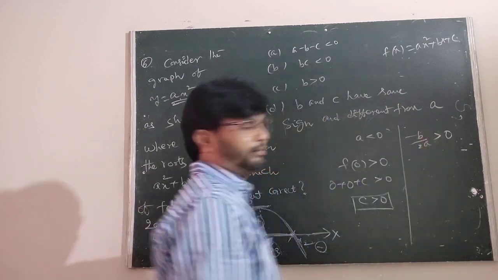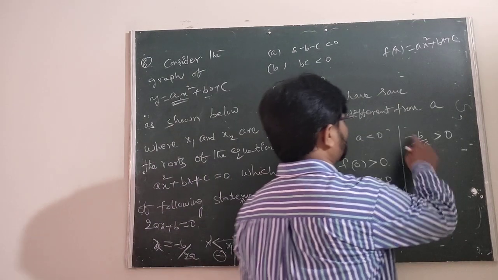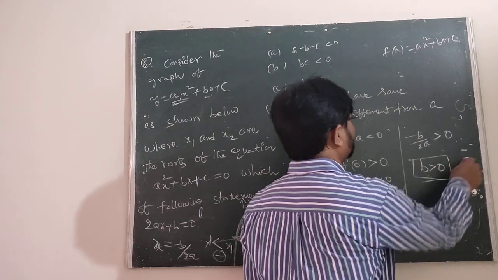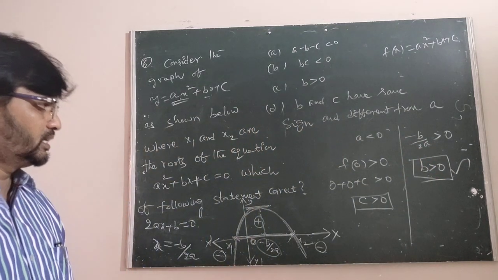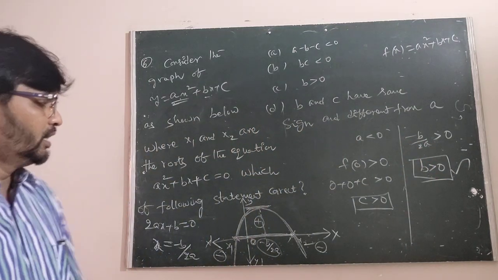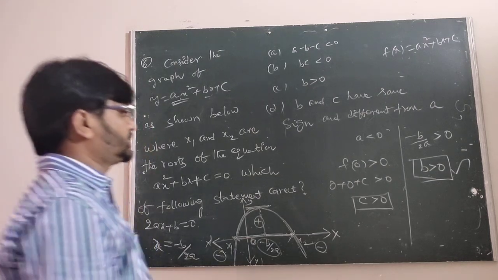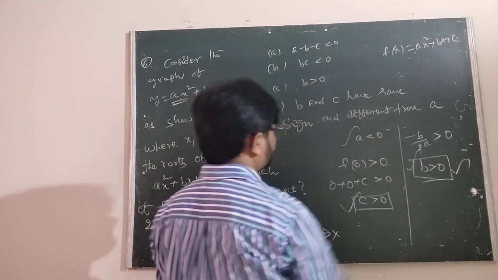A is a negative number. Therefore, minus into minus is plus. So b must be greater than 0. A is negative, therefore minus into minus is plus, then you can write simply b is greater than 0. Therefore, here c greater than 0, b greater than 0, a less than 0.